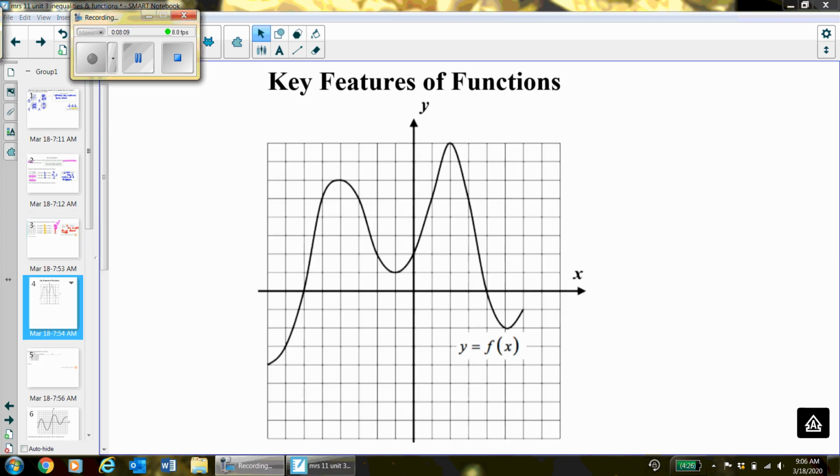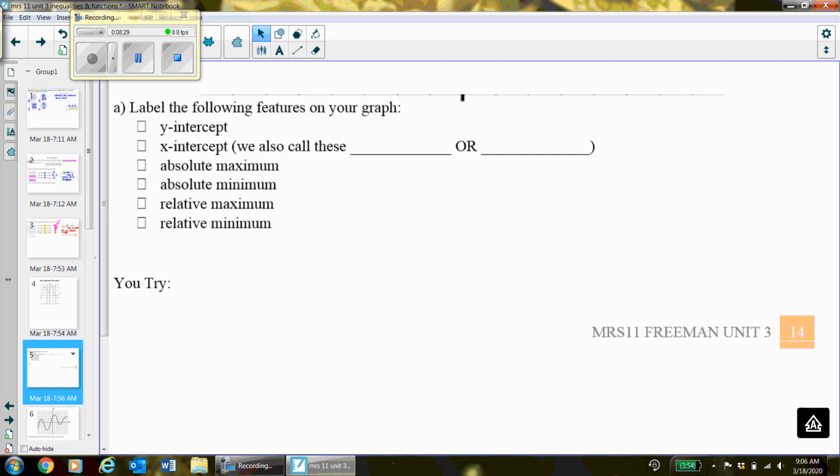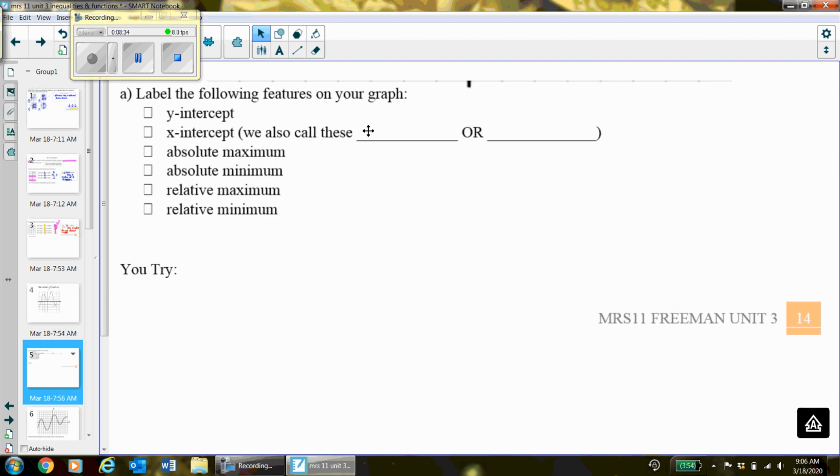Okay, so key features of functions. So we're going to discuss x-intercepts, y-intercepts, yes. And another name for x-intercepts can be called roots or solutions or zeros. So in this section, I want you to fill in, we also call these roots, or zeros.